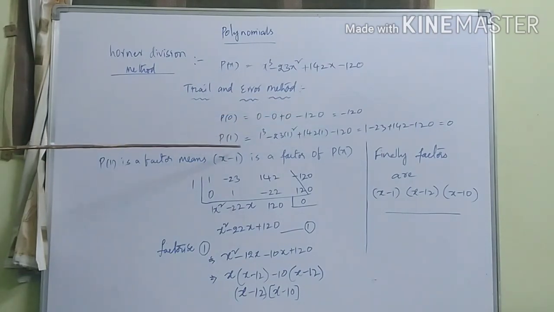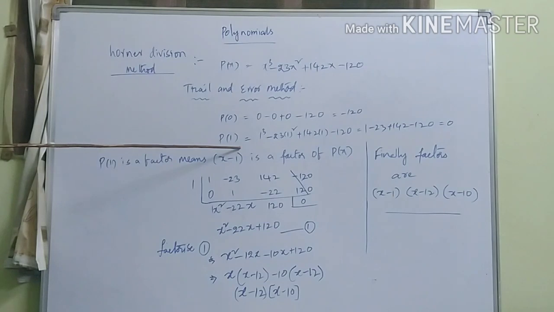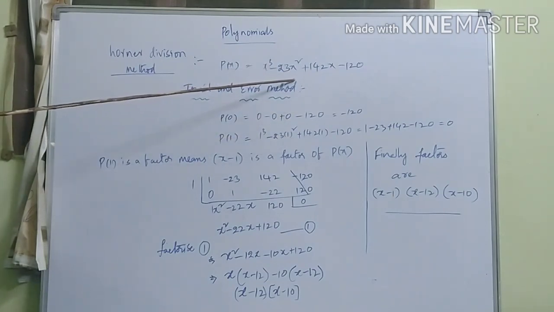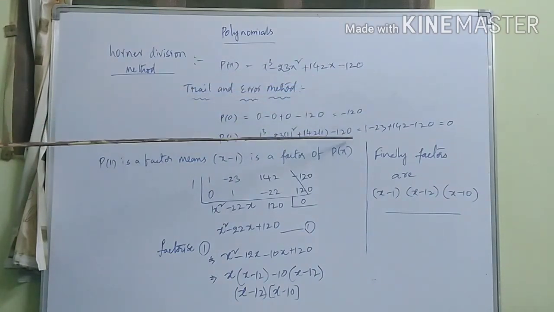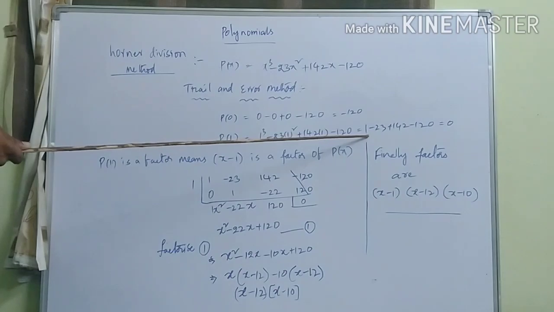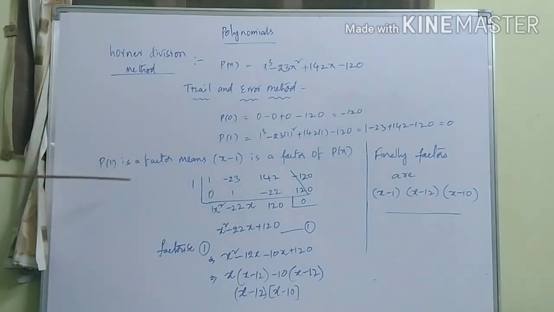So substitute 1 instead of x in the polynomial p of x. That is equal to 1 cube minus 23 into 1 square plus 142 into 1 minus 120. So the final result is minus 143 plus 143, which is equal to 0. So p of 1 is 0, which means x minus 1 is a factor of p of x. This is the procedure of the corner division method.